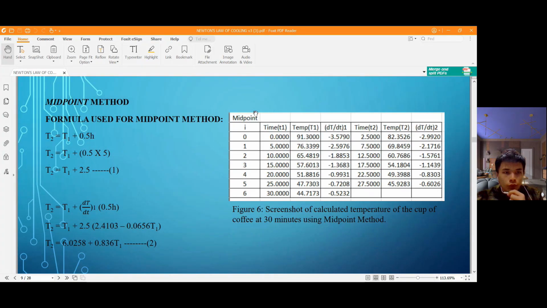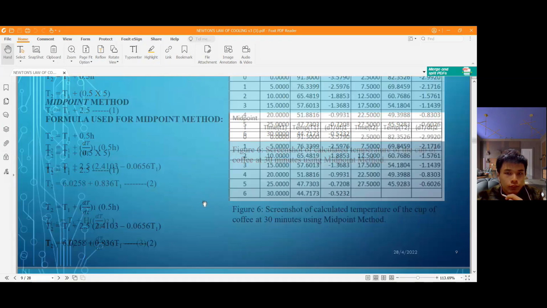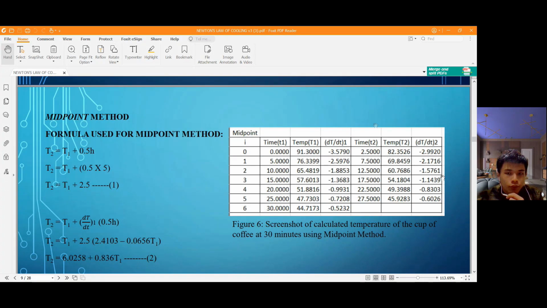Now we'll continue with the midpoint method. As you can see, here is the formula used to calculate the temperature using the midpoint method. On the right are the results of temperature at 30 minutes using the midpoint method by using Microsoft Excel.